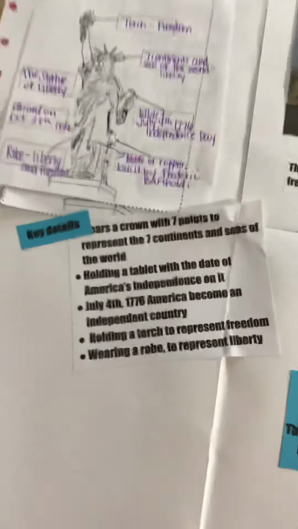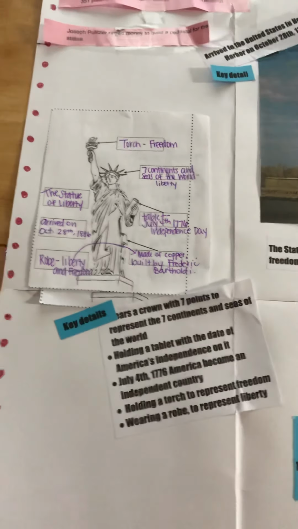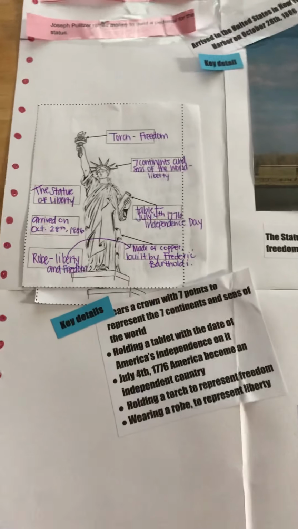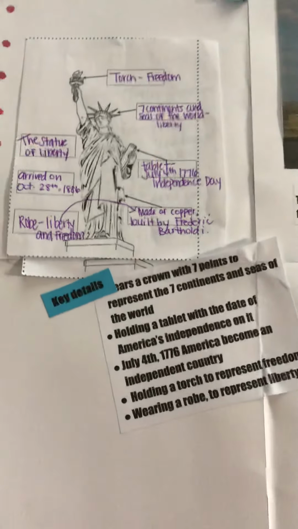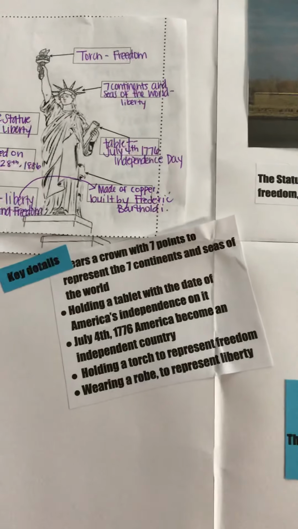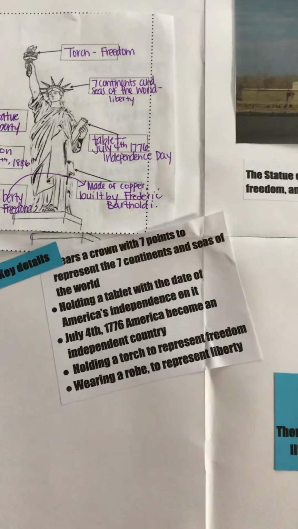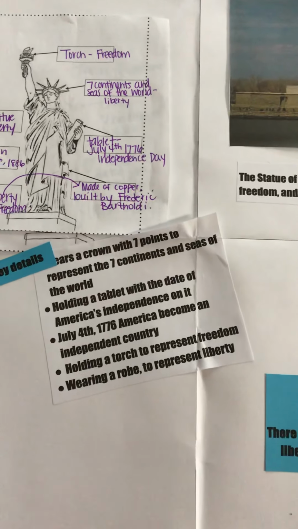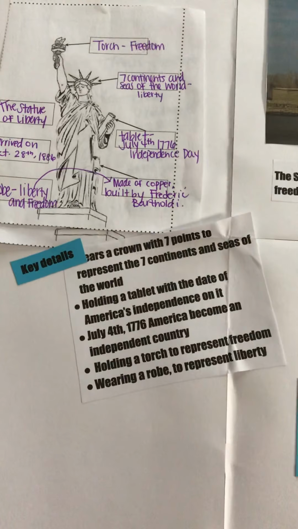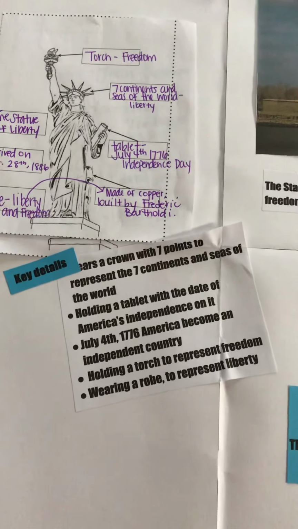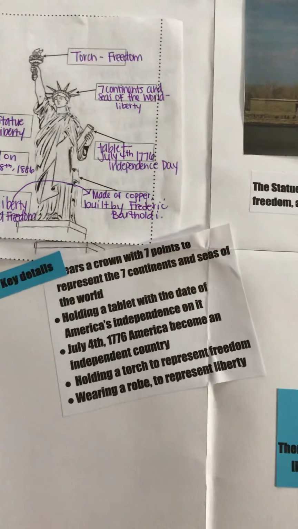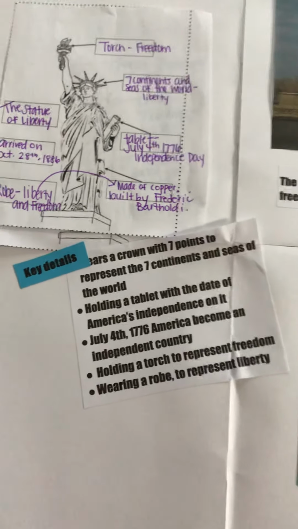So then over for lesson 3, we filled out a diagram of the Statue of Liberty, which tells us about what each of the symbols that are on the statue represent. So here under key details, I've just added those in. Wears a crown with 7 points to represent 7 continents, 7 seas of the world. Holding a tablet with the date of America's independence on it, July 4th, 1776, America became an independent country. Holding a torch to represent freedom, wearing a robe to represent liberty.